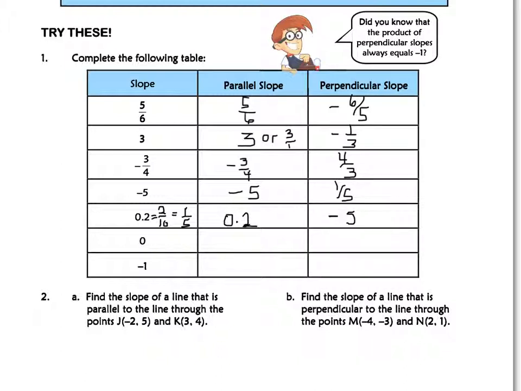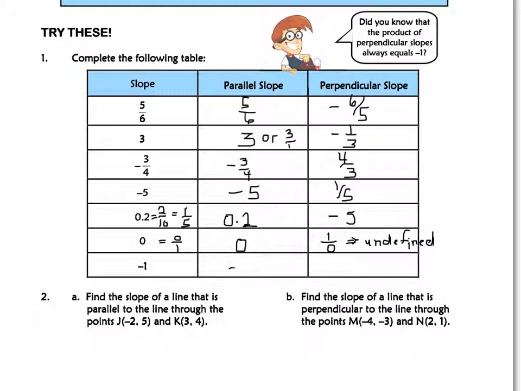Parallel slope for a line that has a slope of 0 would be 0. And perpendicular slope, keep in mind that 0 can be written as 0 over anything, so we'll just put it over 1. So that would mean perpendicular slope would be 1/0, which is the same thing as undefined. And that makes sense because you know that a slope of 0 means a horizontal line, and a slope of undefined means a vertical line, and horizontal and vertical lines are going to be perpendicular to each other.